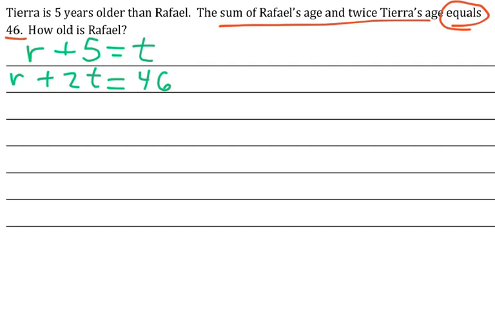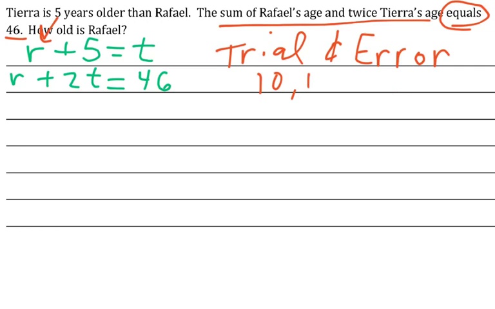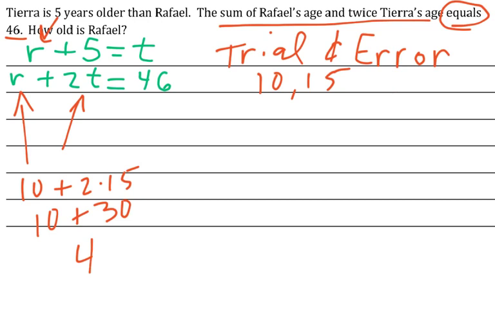So let's see how you do with trial and error. And here's what I mean by trial and error. You take a value like I did with 10, plug it in and see what happens. So if Raphael is 10, then Tiara would have to be 15. But this should also work when I plug it into the other equation. Well, here's 10. Here's 2 times 15, becoming 30, and 10 is 46.